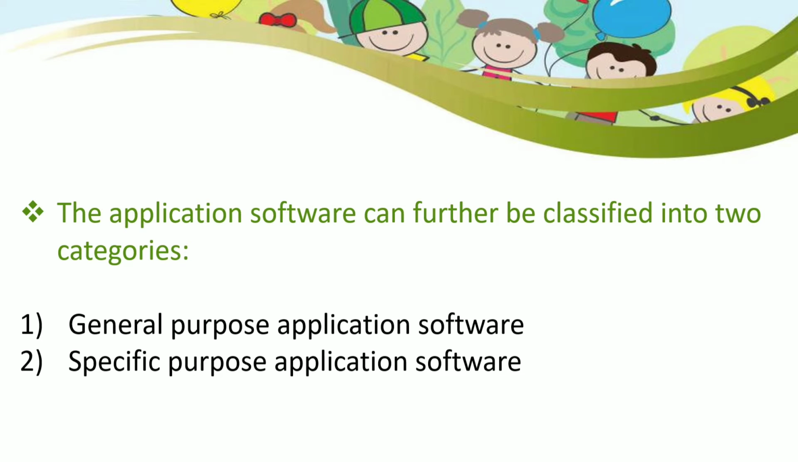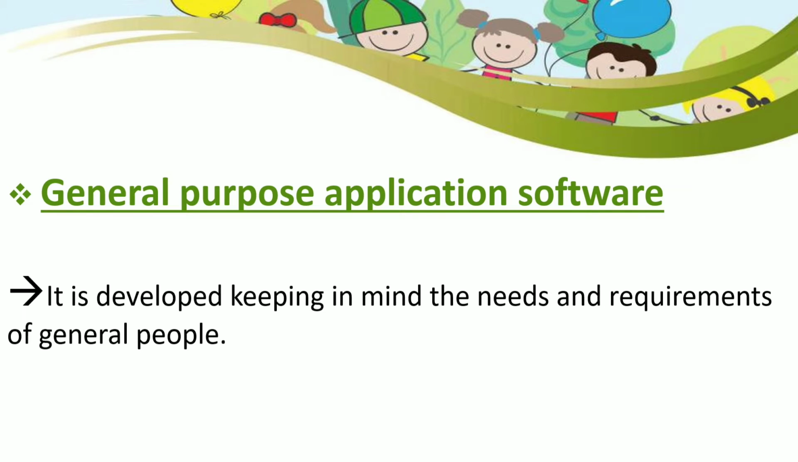The application software can further be classified into two categories. First, general purpose application software, and second, specific purpose application software. So students, let's start with first type, general purpose application software. It is developed keeping in mind the needs and requirements of general people. It means everybody can use these softwares. It can be paid or it can be free version.